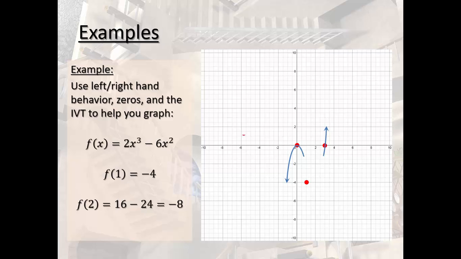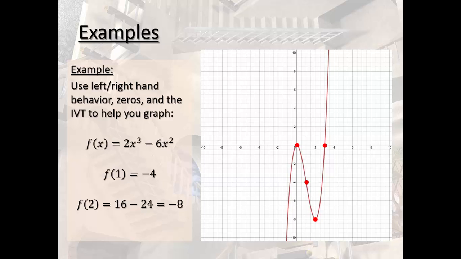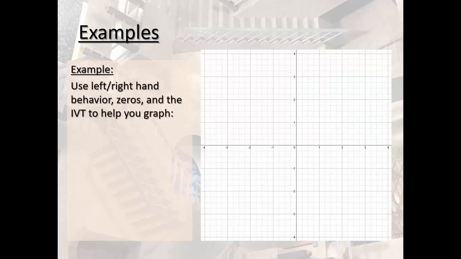Once again. Alright, there we go. Now we know enough to graph it. There we go. There's our graph. All that because of just a few things that we learned in this section. Next example.